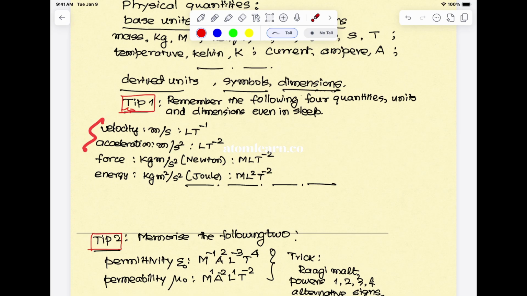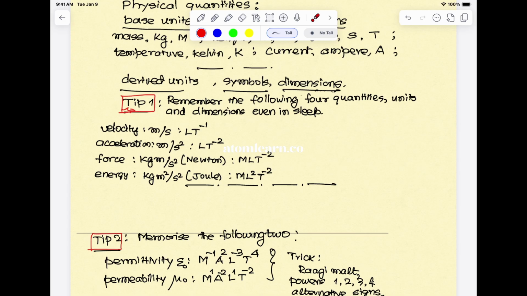Now, tip number 1 consists of all these 4 quantities that come across so often that you will know their units and their dimensional formulas even in sleep, like that is automatic. For example, velocity is meters per second, dimension LT power minus 1. Similarly, acceleration is meter per second squared, LT power minus 2. Force, therefore, is kg meter per second squared.